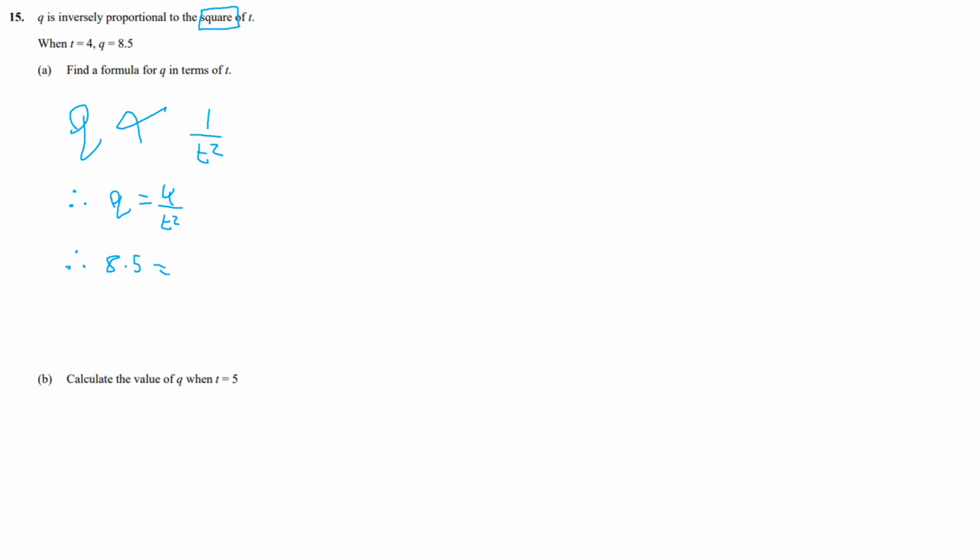8.5 is equal to K over 4 squared. And so K is equal to 8.5 times 4 squared. 4 squared is 16, but I just want to leave it as that. And so when we plug that into our calculator, we get an answer of 136. And so our final formula will be Q is equal to 136 divided by T squared.